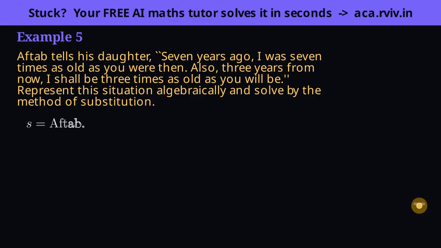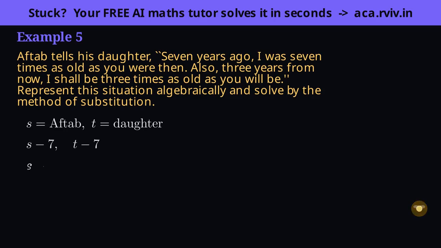Let S be Aftab's age today and T his daughter's age today. Every sentence in the puzzle is about a different moment, but we'll always express it in terms of these two today numbers. Seven years ago, so rewind both ages by 7 years. Aftab was S minus 7 and his daughter was T minus 7. The key insight: both ages drop by the same 7, because time moves for everyone equally.